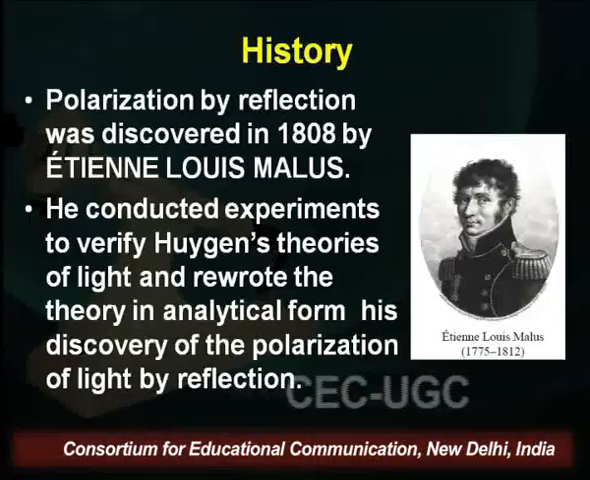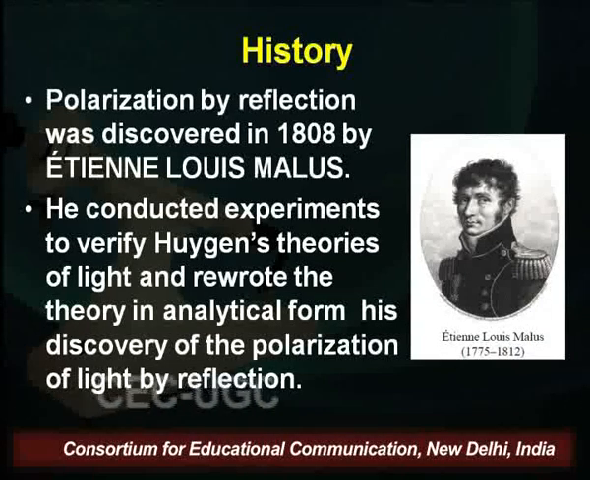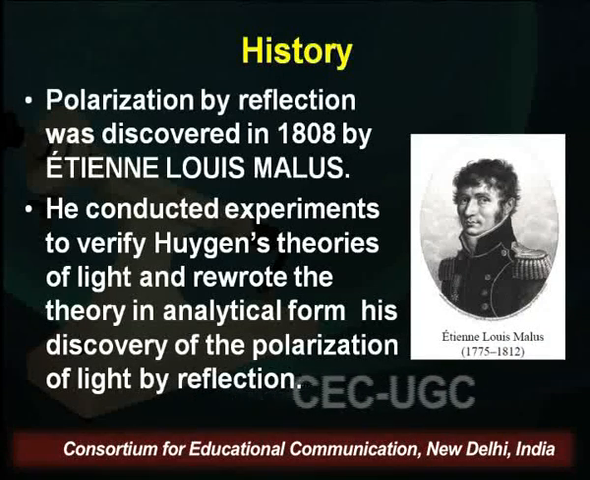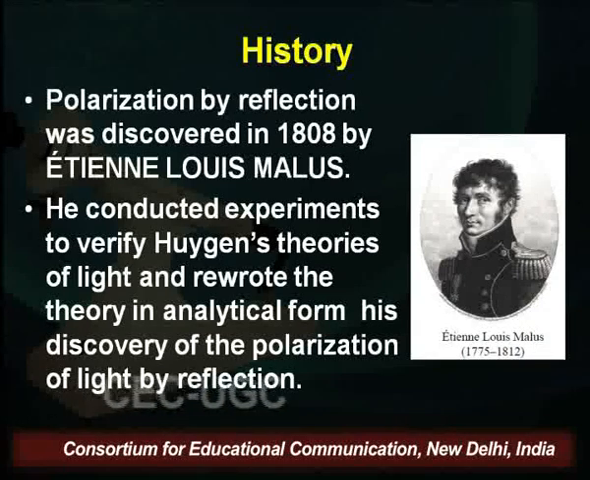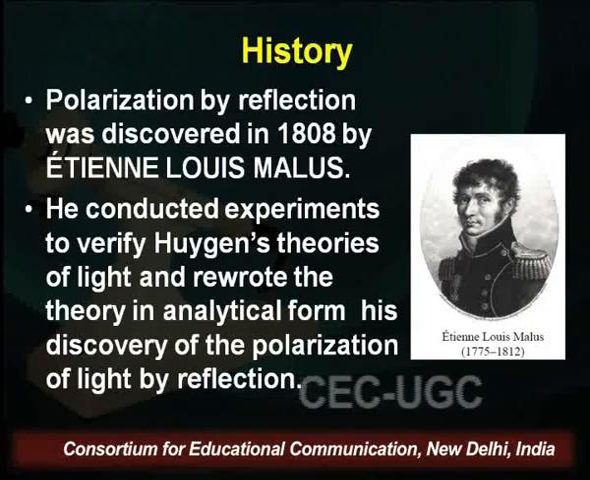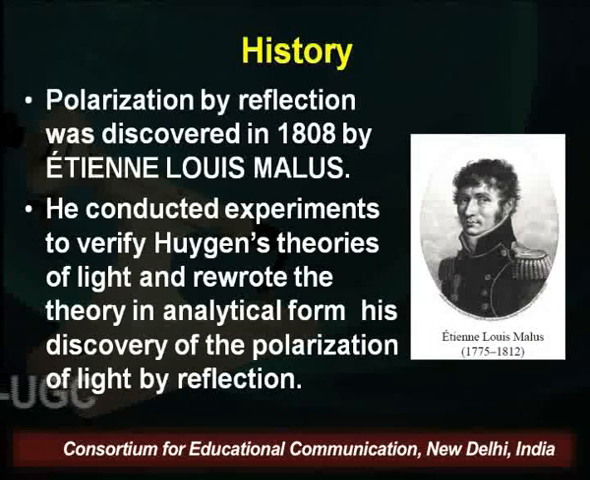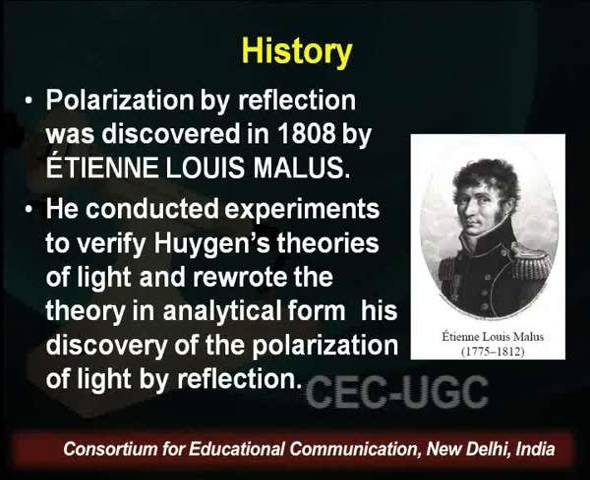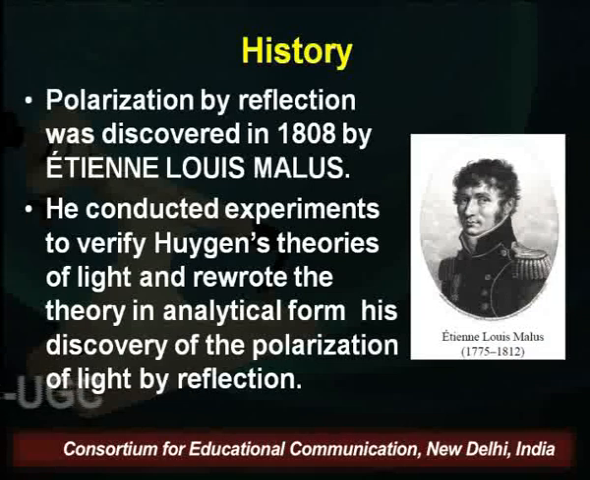Now, who discovered this? If we talk about the history, then Louis Malus in 1808 defined the polarization by reflection. Basically, he conducted the experiment to verify the Huygens theory of light, and he explained the theory in analytical form by discovering the polarization of light by reflection, how the light is reflected through a polarizer. So, the polarization of light by reflection was given by Louis Malus in 1808.